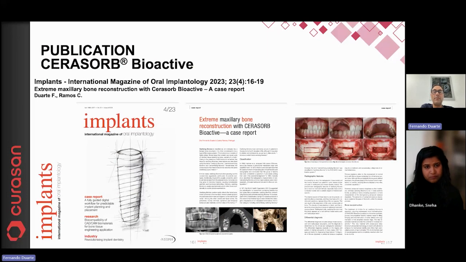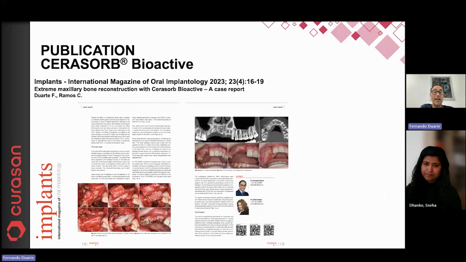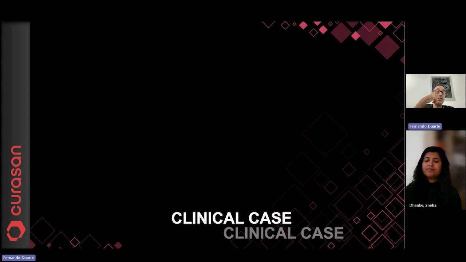And this is our first paper from this clinical case. It was only a case report with preliminary results. We were very enthusiastic, and we published in Implant, the International Magazine of Oral Implantology, in 2023. Now we hope to publish the second paper with the whole clinical case done, and of course the third paper with the oral rehabilitation and the follow-up of our case. This is a very challenging case that helps us to test the biomaterial and to see all its characteristics and how well the biomaterial works.